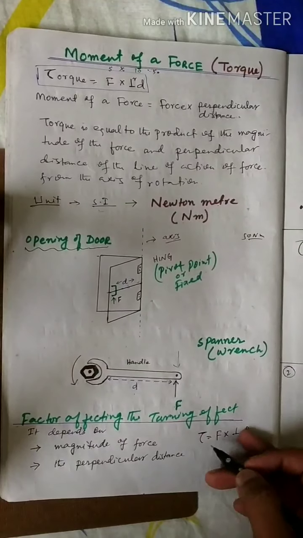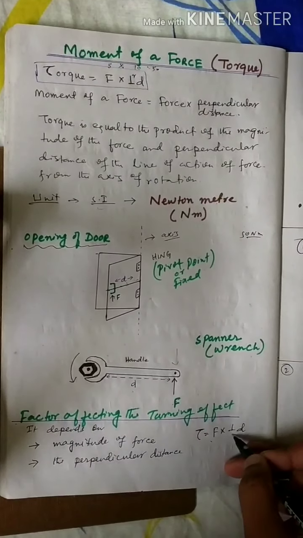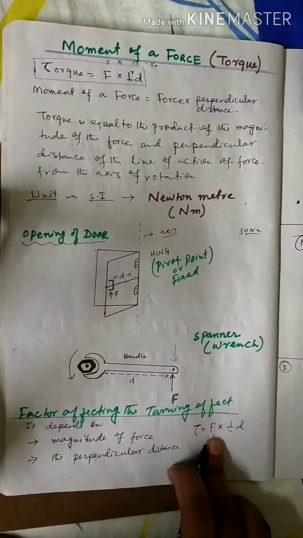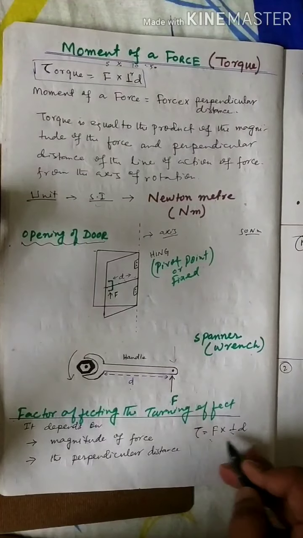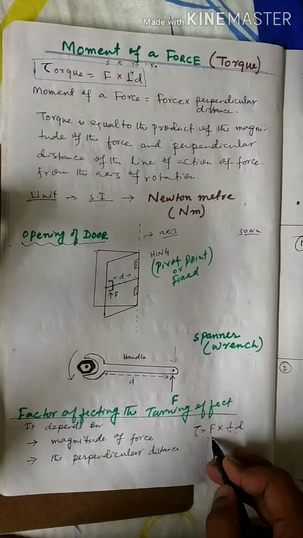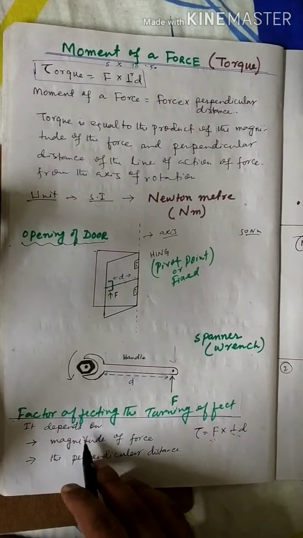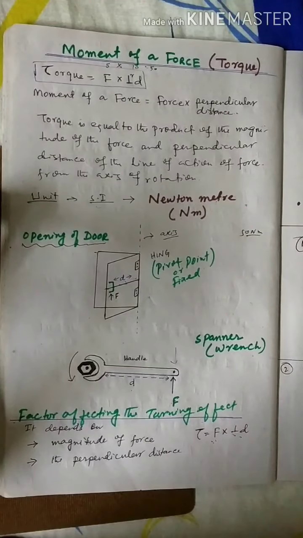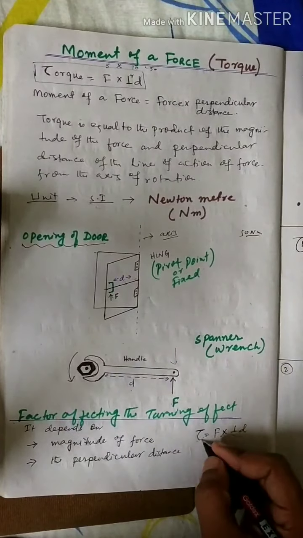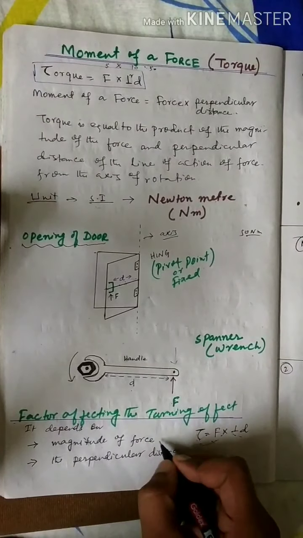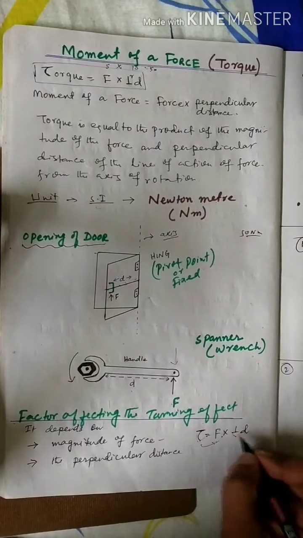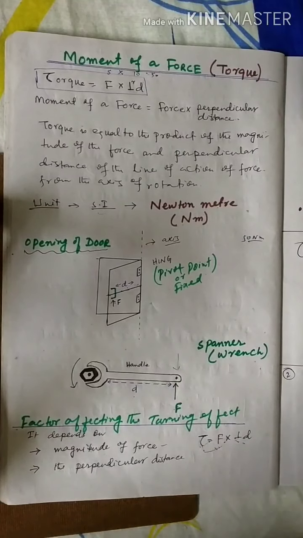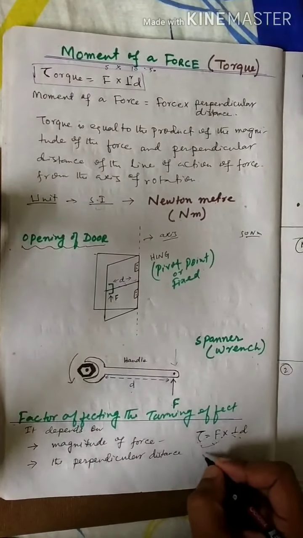We know the formula for the moment of force or torque is F into perpendicular distance. So the moment of force or torque depends on the force and the perpendicular distance. The more the force, the more the turning effect, and the more the distance, the more the turning effect of torque. So this is directly proportional to the magnitude of the force and the magnitude of the perpendicular distance. Clear?